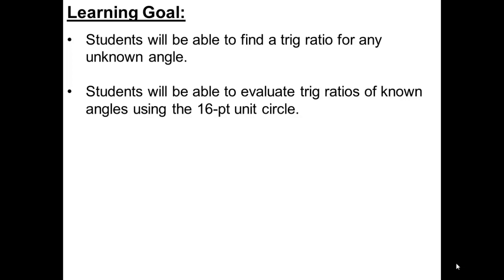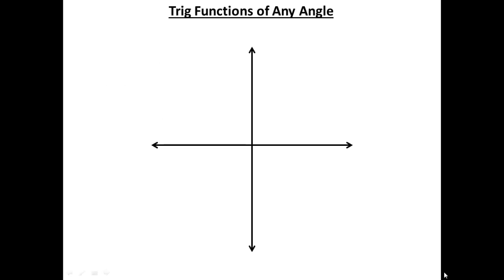So we're going to start with setting up ratios where we actually don't know what the angle is, because it's not the angle that we really need to know, it's the ratio of the sides that we need to know. And then we're going to look at situations where I do know the angle, but it's only going to be a certain set of special angles using that 16-point unit circle that we talked about in the last lesson. So let's start with trig of any unknown angle.